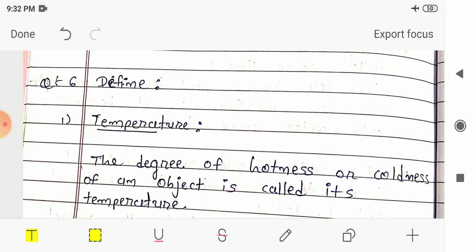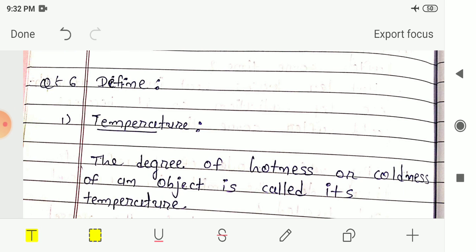Then we had seen another type of thermometer, that is the laboratory thermometer. So the thermometer which is used in the laboratory is known as the laboratory thermometer. And the range of this thermometer is usually from minus 10 degrees Celsius to 110 degrees Celsius. Another kind of thermometer is also there. The thermometer which is used to measure the maximum and minimum temperature of the day is known as the maximum minimum thermometer.